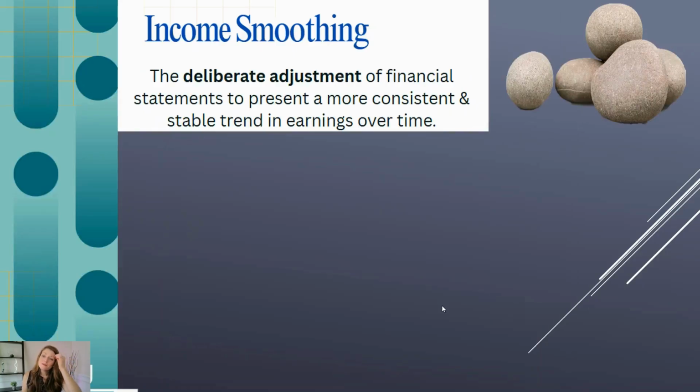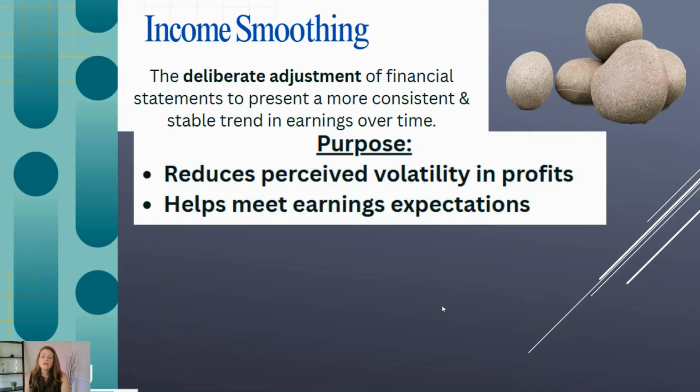So we also have something that's really important with accrual accounting, and that's income smoothing. That's why I put these smooth rocks in the pictures. So this is an adjustment of the financial statement so that they can present a very consistent, stable trend of earnings over time. So it's going to help where it doesn't look like the profits are so volatile, and it will help meet the earnings expectations.